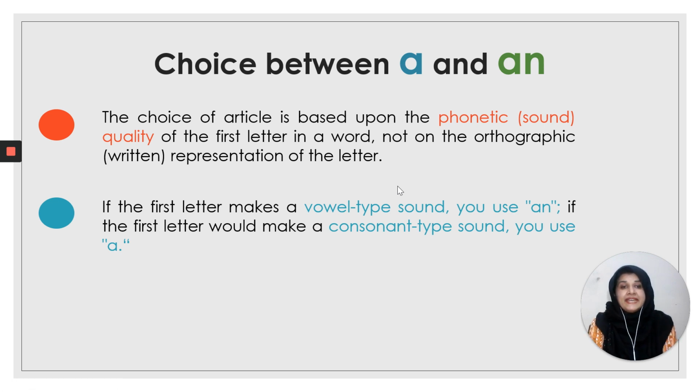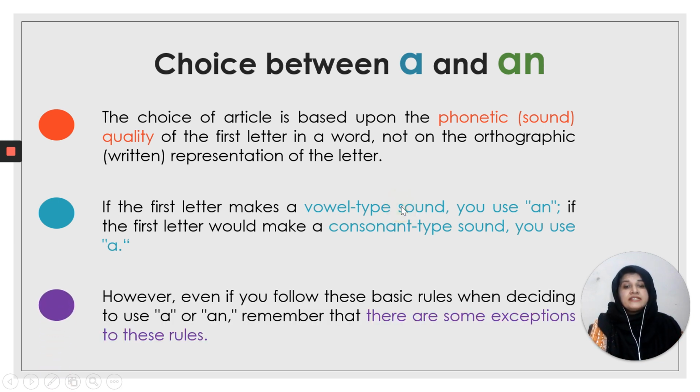चॉइस between a and an. हम कैसे डिसाइड करेंगे कि हमने किसी जगह a लगाना है या an लगाना है? तो the answer of this confusion is that we always see the sound of the first letter. If the sound of the first letter is a vowel, it means that we should use an with that, and if the sound of the first letter is a consonant, then we will use a with it. However, there are some exceptions as well, which we will see in the later slides.